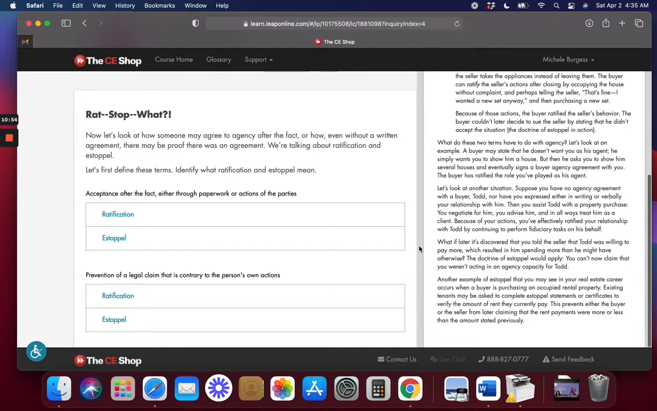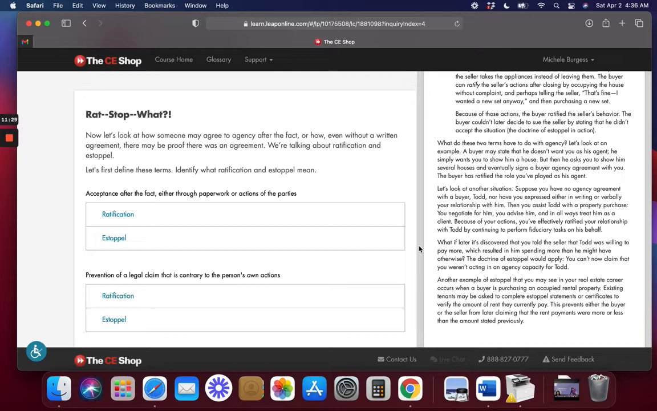What do these terms have to do with agency? Let's look at an example. A buyer may state that he doesn't want you as his agent. He simply wants you to show him a house, which does happen. Let's say you're looking at houses and you don't want to sign an agreement. You haven't made a decision on where you want to even live. But then he asks you to show him several houses and eventually signs a buyer agency with you. The buyer has ratified the role you played as his agent. So he ratified what he originally said because he didn't originally want an agent, and then he signed it.